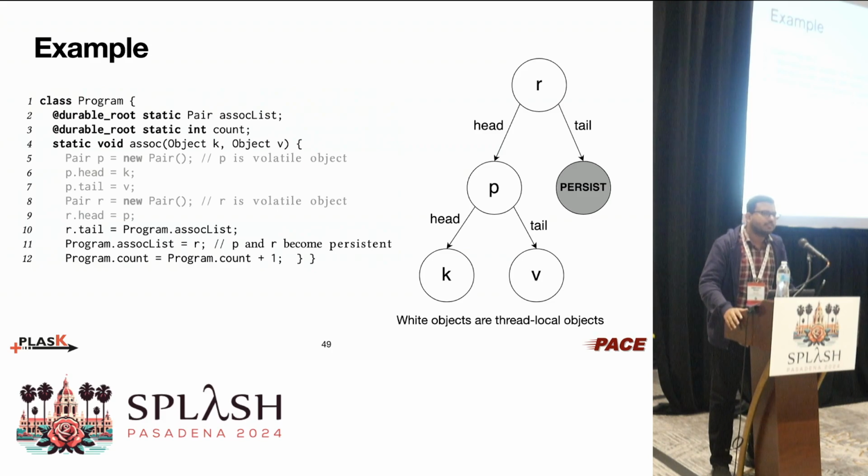On the other hand, if we use a persistent aware escape analysis, the read from the durable root will give us a persistent object. So now r.tail is no longer pointing to an escaping object, but a persistent object. So when we execute program.assoc_list is equal to r, we find that in the object graph, all the objects are either thread local or persistent, and hence we can elide the handshake in such cases. And by the way, this program is a very popular pattern found in persistent data structures.